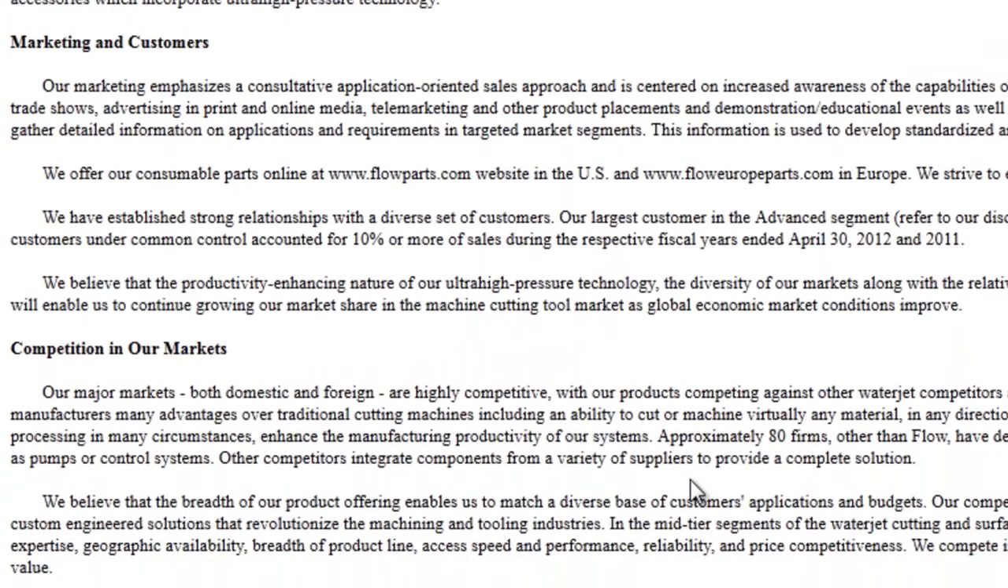Going down, marketing and customers. How do they market their products? Do they sell them through retail stores? Do they have salespeople making calls? This is the section where the company will describe how they sell and market its products and services.